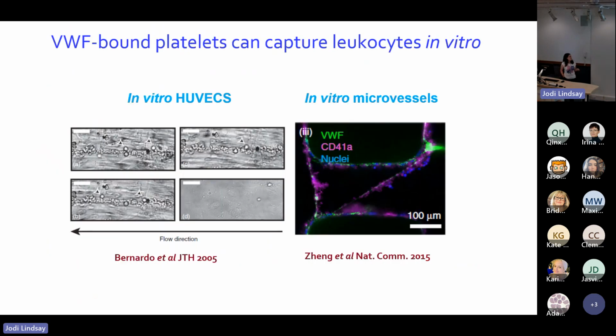So it's been known for some time that VWF-captured platelets can recruit leukocytes. These are images from two different labs. In this one, you have endothelial cells cultured in microvessels, stimulated to release VWF, and you can see those very long cables here in green. Here you can see platelets in purple on top of this VWF cable. And on top of the platelets, the blue dots are leukocytes. So from this, you can infer that platelets probably have a signal that triggers neutrophil recruitment.